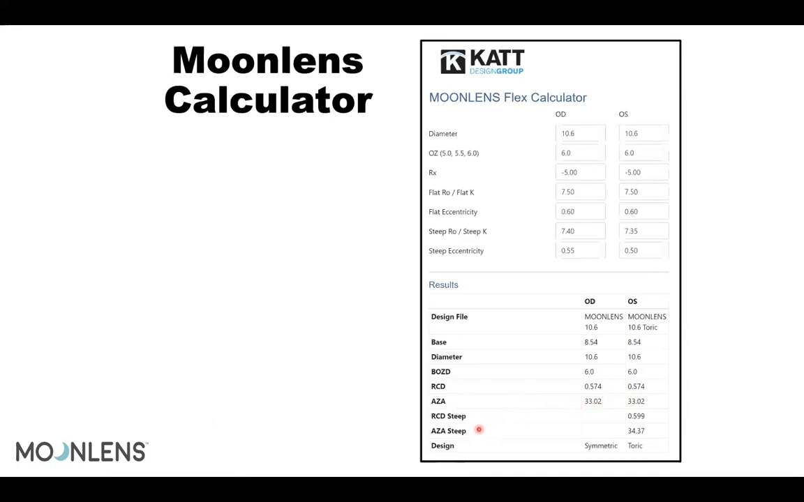And if it is a toric lens, it's going to have a steep reverse curve and an alignment zone equal as steep, because it's going to have two different curves, right? It's going to be a toric design. This is a symmetric design and this is a toric design.